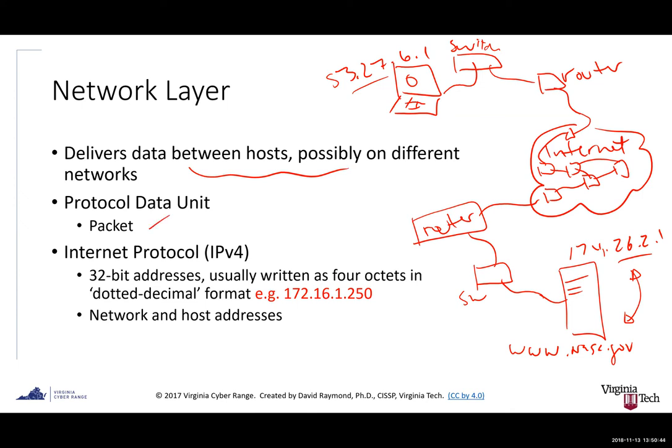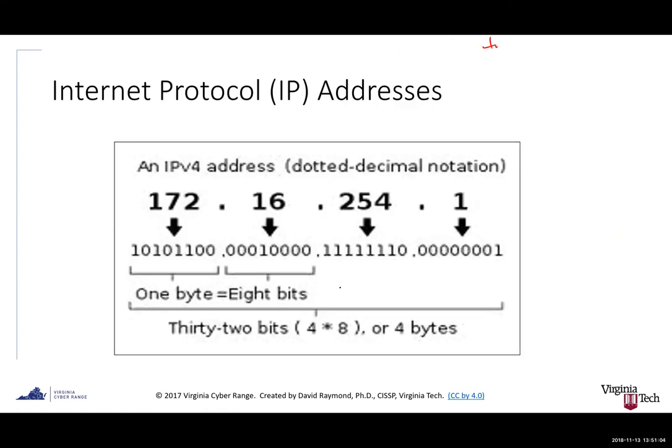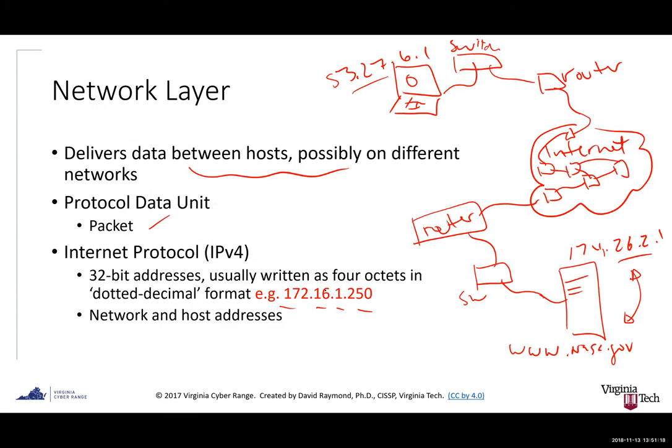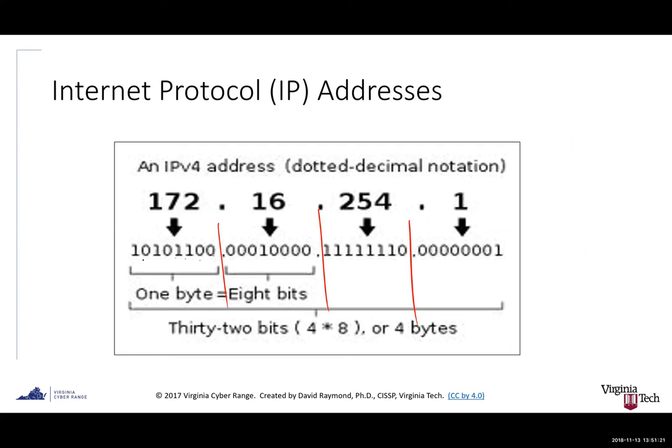So it delivers data between hosts, possibly on different networks. Protocol data unit is the packet, and then each system has an IP address. IPv4 is what we're going to talk about here. 32-bit address, usually written as 4 octets in this dotted decimal notation. Here's an example: 172.16.1.250. So here's an IP address, and it's 32 bits, right? So we divide it into octets, 8 bits per octet. And so if we look at that address, 172.16.1.250, here is that IP address in binary.